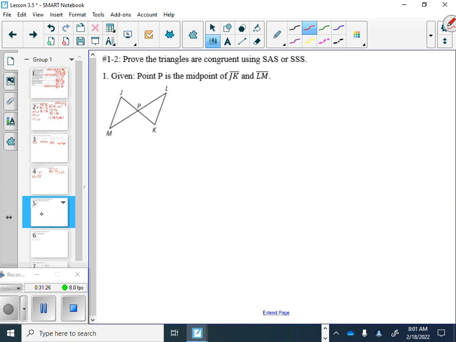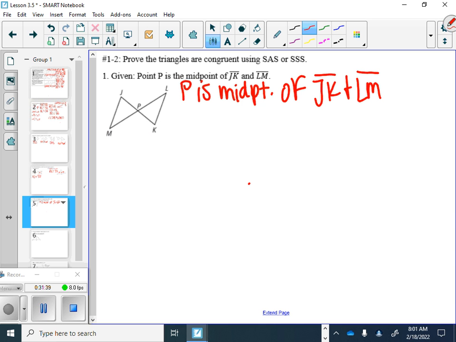The first thing you need to write is that we're simply just going to rewrite the statement. P is the midpoint of JK and LM. So here you write what you're showing, and then beside it, you tell me how you know that, or why you know that. And the reason I know that, well, I was given that. So I say, I was given that information. So that's the very first step of a proof.